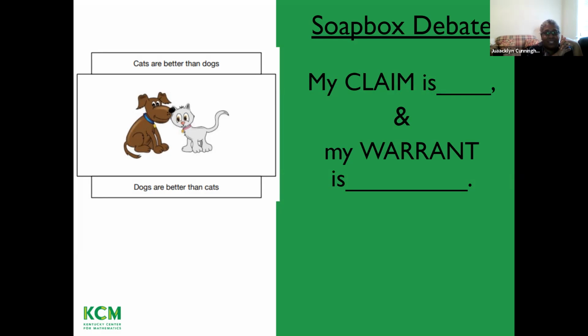My warrant is cats tend to act a little aloof. And you don't particularly care for that, right? So in a classroom setting, you would go around and catch 3 or 4 students to do that. Some of them will say, I have that same claim, but I have a different warrant. And you want to hear that. They have a different reason for why they like dogs better than cats, right?